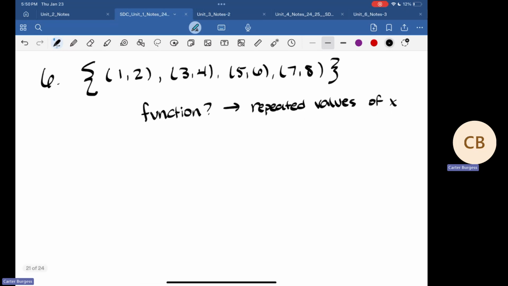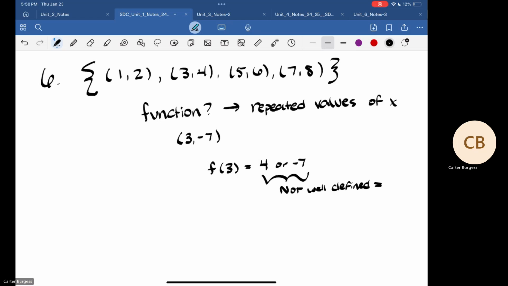And so introducing a point, let's say 3, -7, creates an issue where if I ask the question, what is f of 3, it's either going to be 4 or it's going to be -7. And because we have that ambiguity, this would not be well defined, and therefore not a function. So any point where the x value matches one of the x values that we've already used, and importantly, takes us to a new y value for that particular x value.